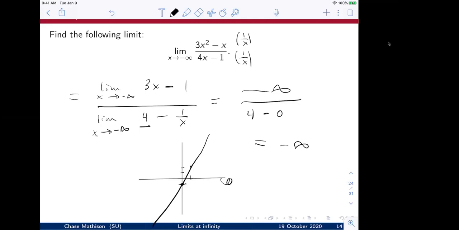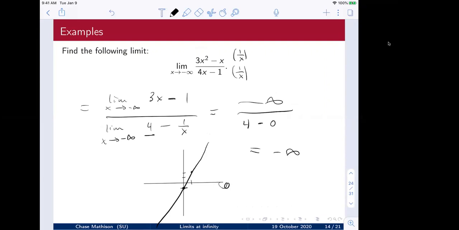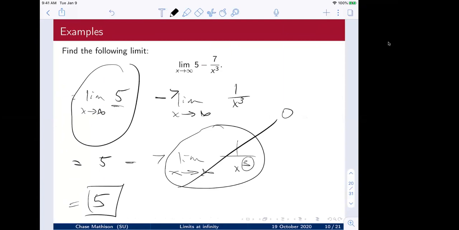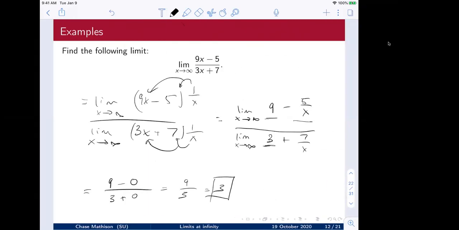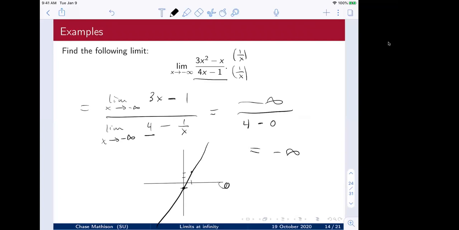Okay. Questions on that? So we did sort of 3 distinct cases here, right? And if you've seen this before, you know what I'm building up to. We did the case where the degree of the bottom is bigger than the degree of the top. We did the case where the degree of the bottom is equal to the degree of the top. And we did the case where the degree of the bottom is smaller than the degree of the top.